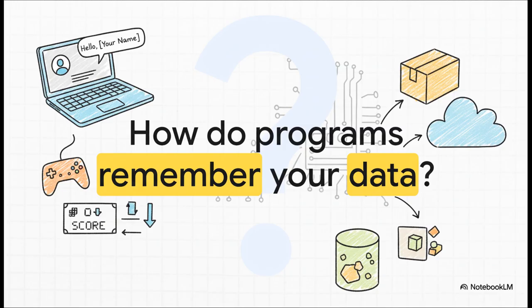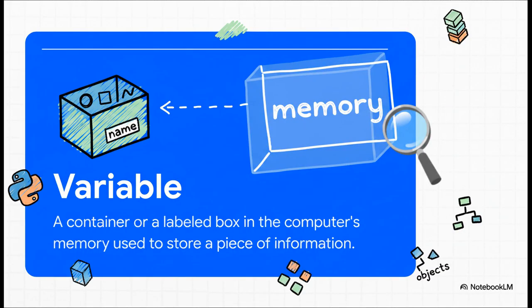How does a program remember your name, or your score in a game, or even the items in your shopping cart? When you log into a website and it says, "Hello, Alice," how does it know your name is Alice? It's not magic, right? The program has to have some way to remember all this stuff. And the answer is the variable.